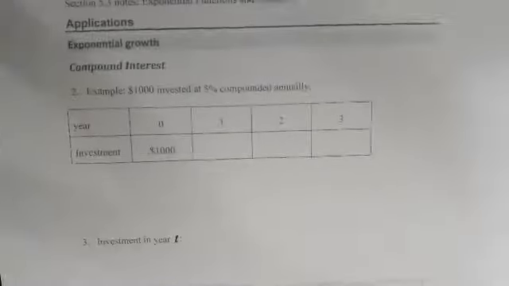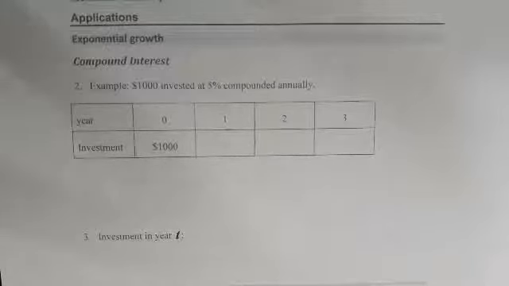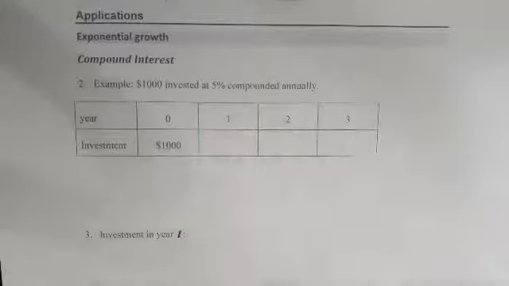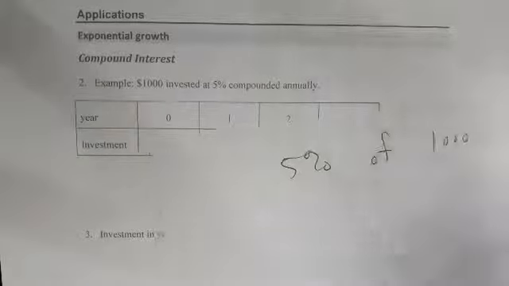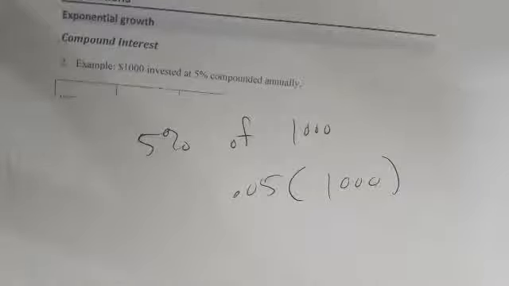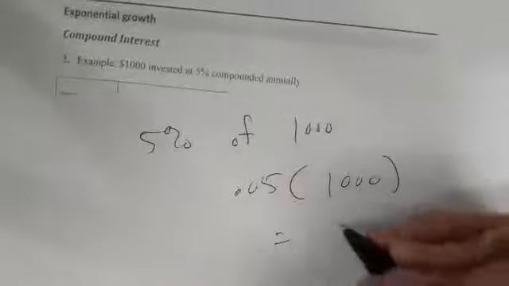Next problem, page 2. Ooh, now we get to compound interest. So we start with $1,000, and it says something about investing at 5% compounded annually. And so here they're giving us the number of years. And so the first thing I want to do is think about 5% of 1,000. 0.05 times 1,000 if you want. But if we're doing 5% of 1,000, it's 50.